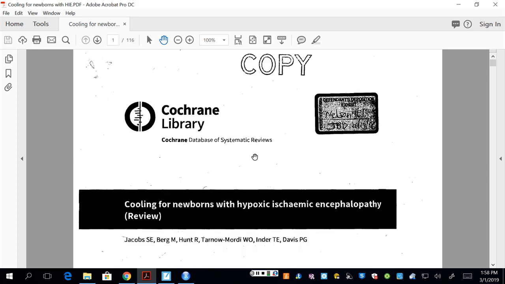So this one is on children with HIE, hypoxic ischemic encephalopathy, who have oxygen deprivation during birth. And so after birth, they're having some brain problems. And so this can lead to death, can lead to cerebral palsy, blindness, and many other things. So it's a very serious condition.